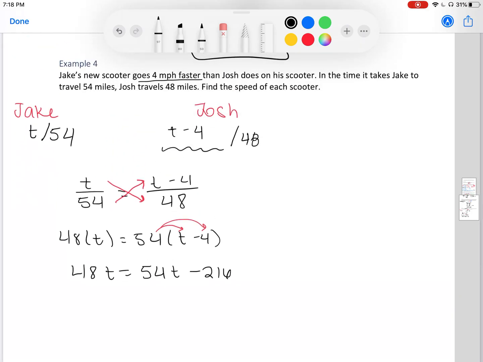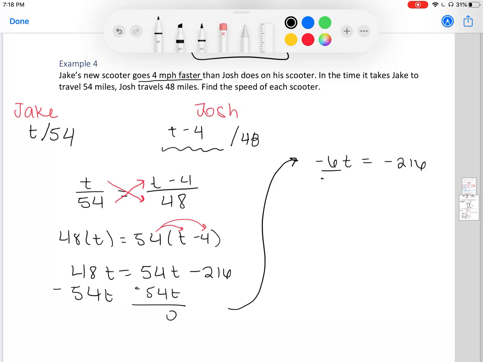All right, let's go ahead and get our t's together. So minus 50t, minus 50t. We're left with 48 minus 50. We get negative 2t is equal to negative 200. Divide by negative 2 to get t by itself. Negative 200 divided by negative 2, we get positive 100.